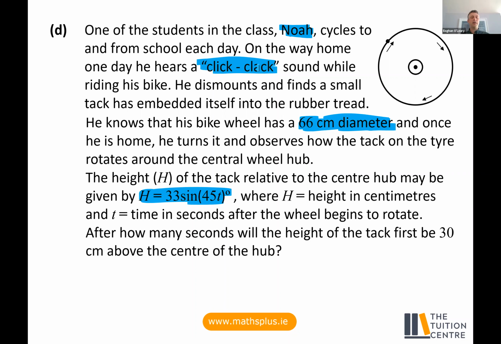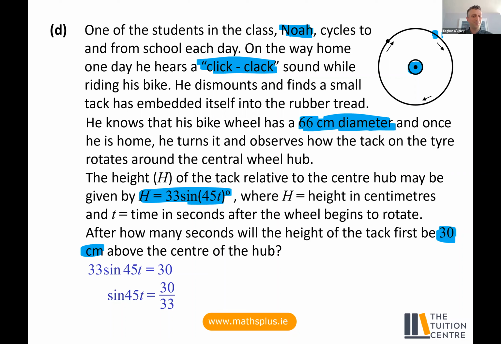But here's the thing, as I often say, if you don't know what to do, use what you know. It's telling us that the height is 30 centimeters above the center. So wherever 30 centimeters might be, we don't know where it is, okay? But if you don't know what to do, use what you know. The 30 is the output. The input is t. That's what we're going to try and find.